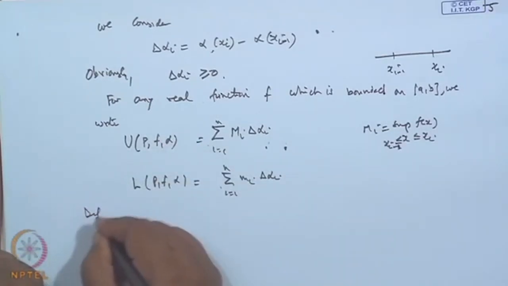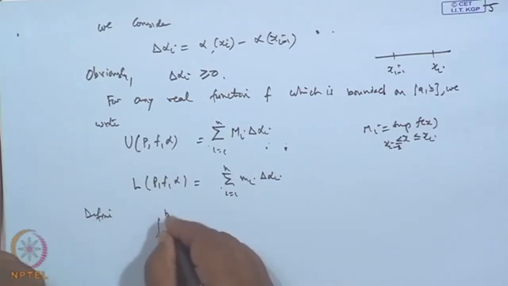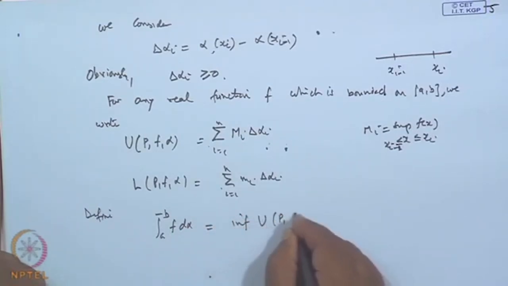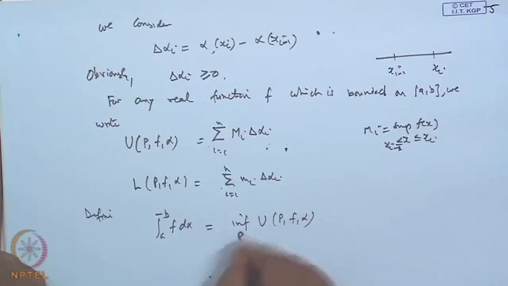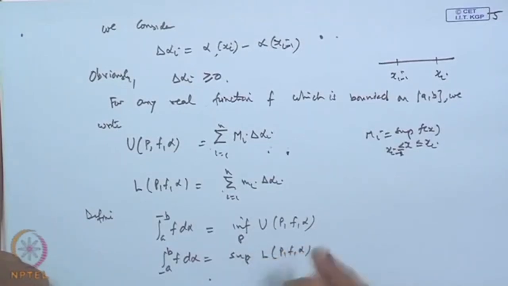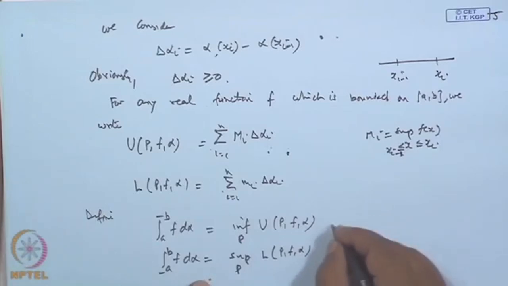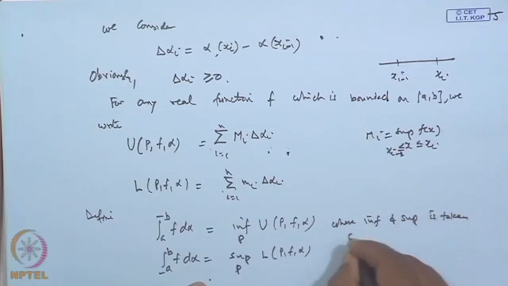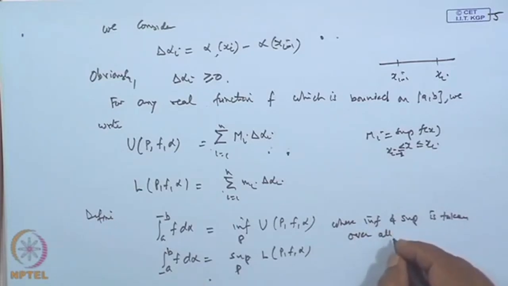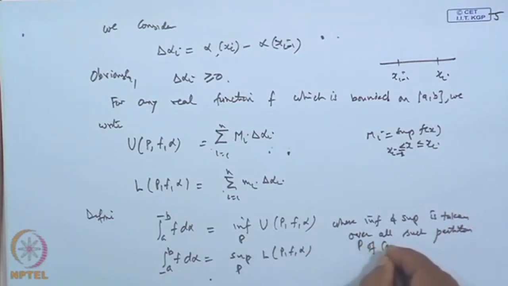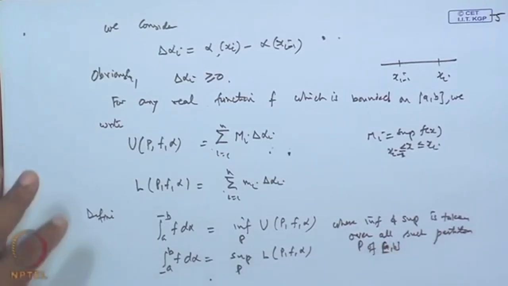Now define the upper integral from a to b of f d alpha as the infimum of U(P, f, alpha), and the lower integral as the supremum of L(P, f, alpha), where the infimum and supremum are taken over all partitions P of [a, b].